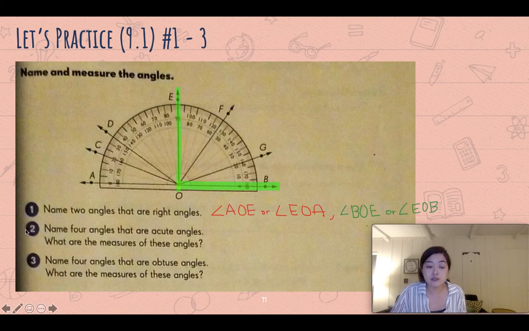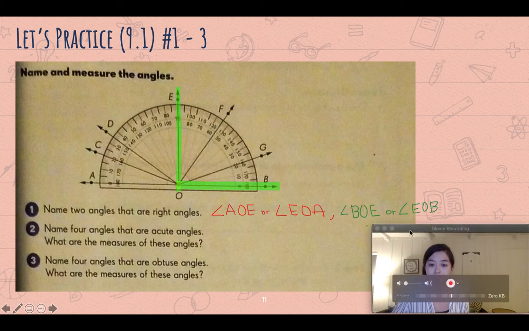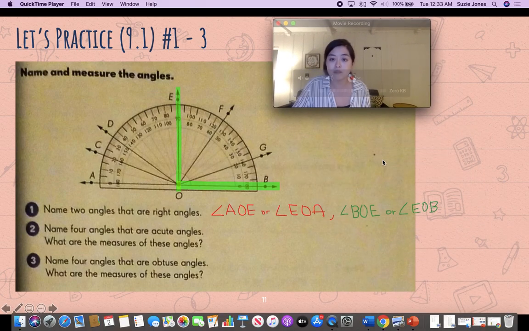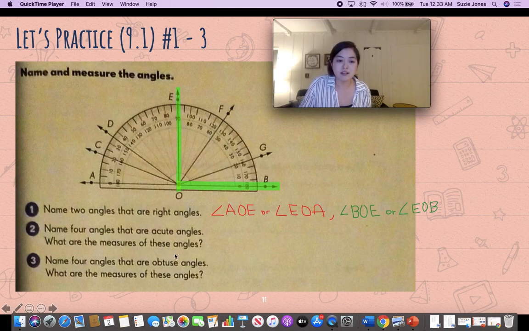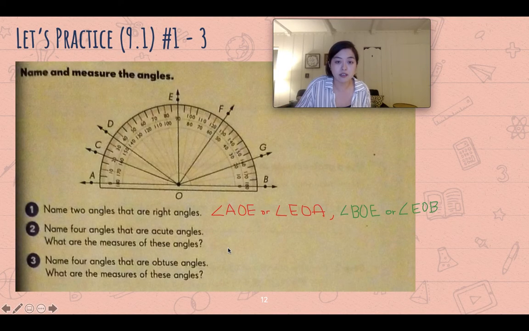Let's look at question 2. Name 4 angles that are acute angles. Acute angles are less than 90 degrees. And then it says, what are the measures of these angles? So I'm going to just move my video screen just a tad. So one acute angle I see is here. That's less than 90 degrees, right? So when I use my outer scale to measure it, it goes from 0 all the way to 20. So angle AOC is 20 degrees.